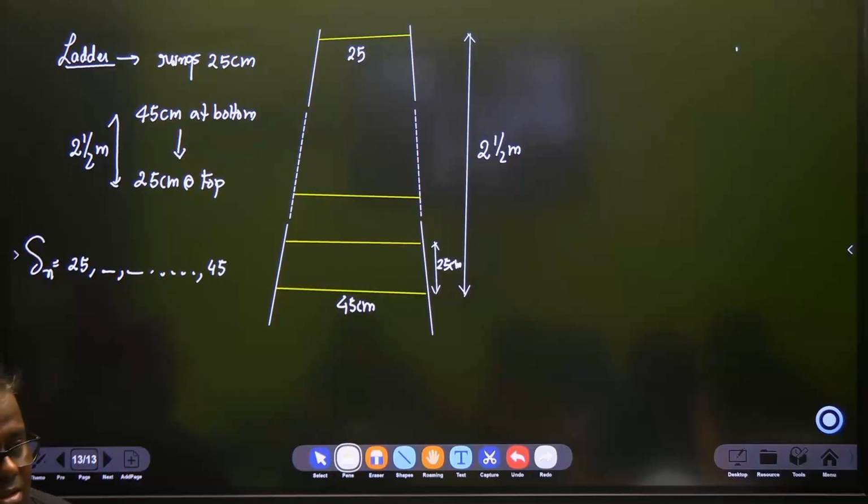One last. Did all of you understand this problem? Is it matching? You have to do 10 by 2, which is 5. 5 multiplied by 45 plus 25. So this is 350. Simple. 45 plus 25 makes it 70. 70 into 5 is 350.